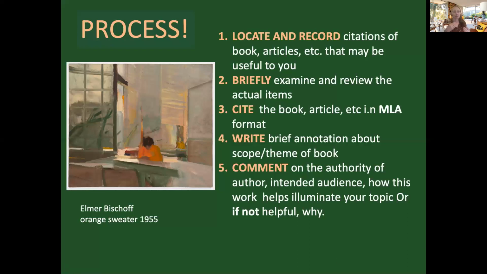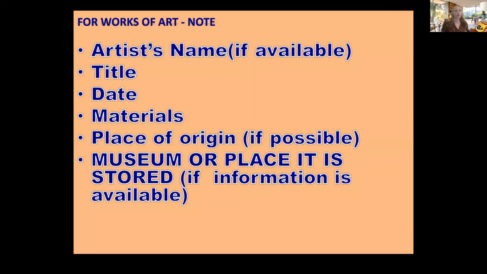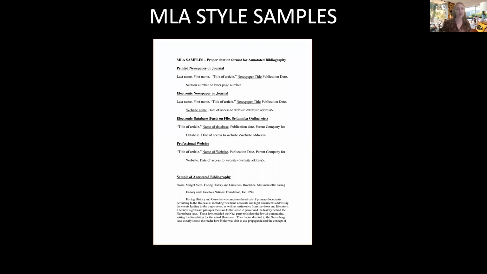And primary resources are, of course, works of art. And these are what you want to always have down as your list. These are resources. So the artist's name, the title, materials, obvious things. Place of origin, where it was made or came from, and where it's stored now. Sometimes it's a private collection, sometimes a museum, sometimes it's been looted, so not available, and you can say that. Here are just different MLA styles of writing bibliographies.